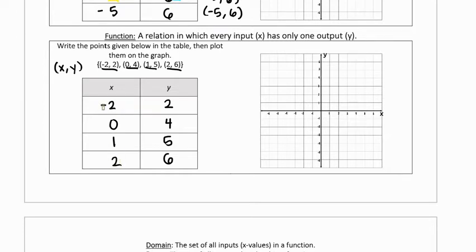So that means that every single input, every x value that we plugged in, we only got one individual y value out with it. So nothing was repeated, therefore this will be a function. To put this on the graph, we're just going to plot our points.